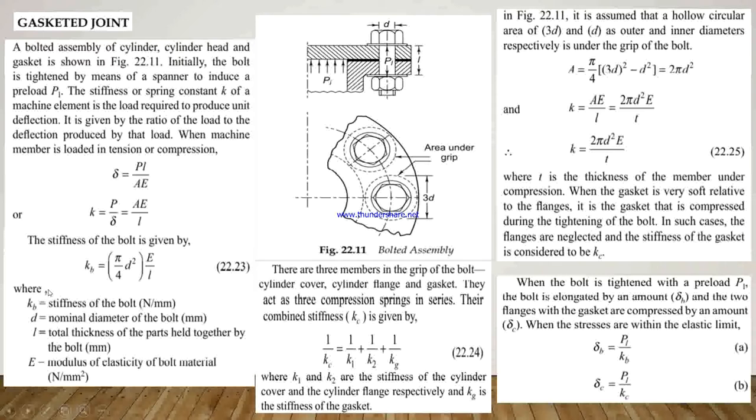Where KB is the stiffness of the bolt in Newton per mm, d is the nominal diameter of the bolt in mm, L is the total thickness of the parts held together by the bolt in mm, and E is the modulus of elasticity of the bolt material in Newton per mm square. Okay, here there are three members in the grip of the bolt, that is the cylinder cover, cylinder flange and the gasket, and these three members act as compression springs in series.